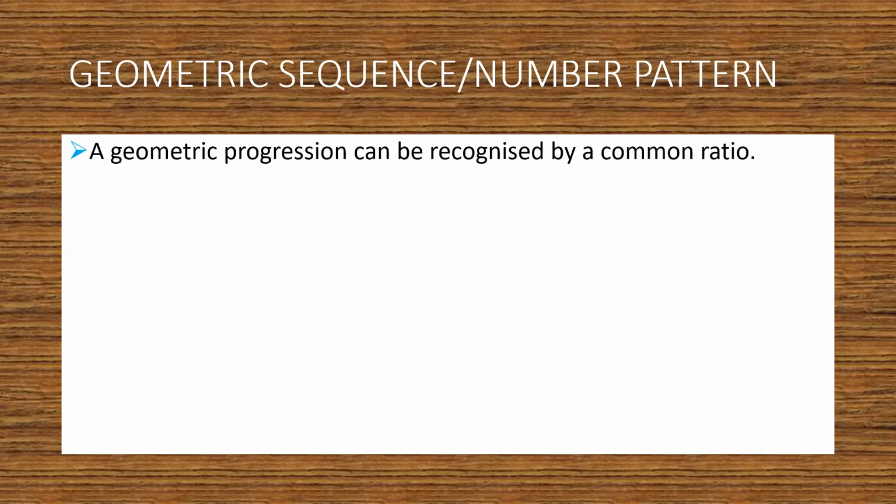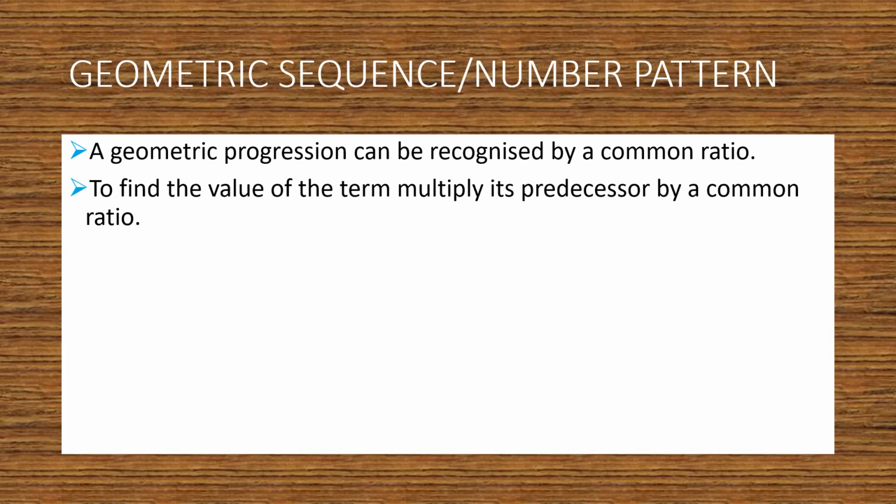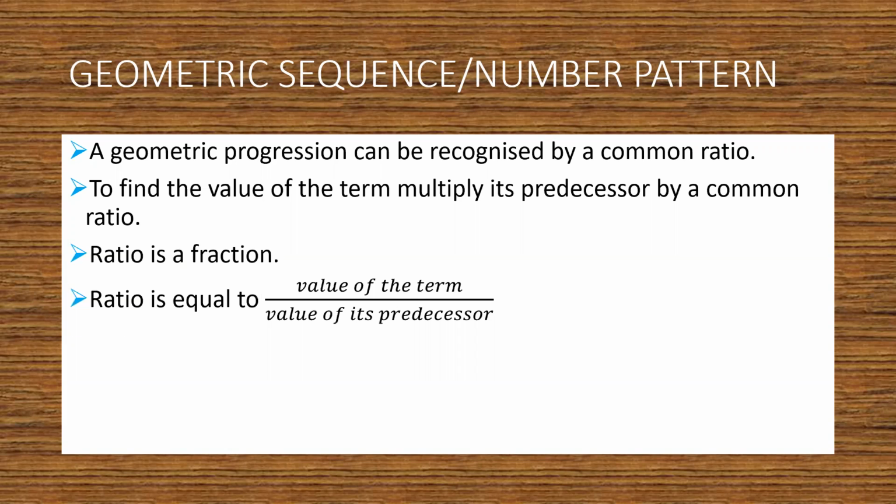Just remember what I said earlier, I'm just going to repeat it. A geometric progression can be identified by a common ratio. A common ratio is simply a fraction. For you to get the next term, you take the term that you've got and multiply it by the common ratio. As I've said, a ratio is simply a fraction. So to find the ratio, you take the value of the term and divide it by its predecessor, the previous term.